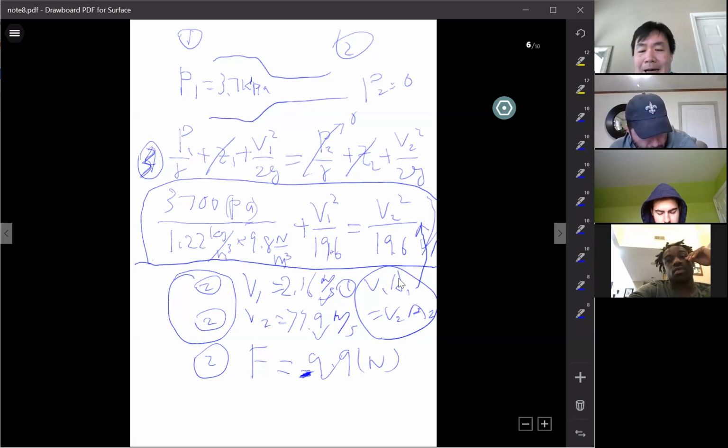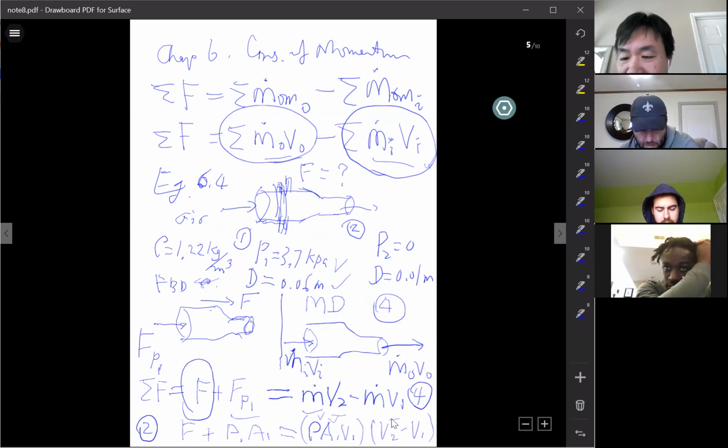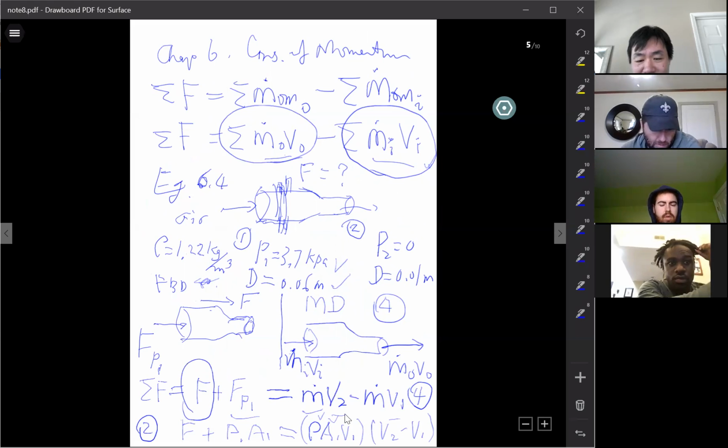After you calculate V1 and V2, you need both because in the momentum equation, in order to calculate F, you need V1 and V2. Even to calculate the mass flow rate, you need one of the velocities, but in the momentum equation, you need both of these.